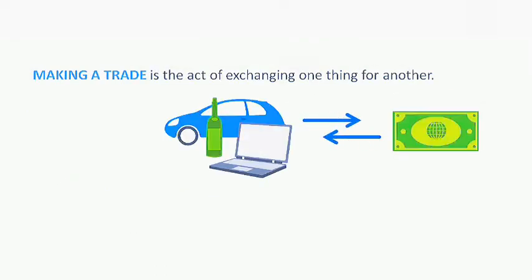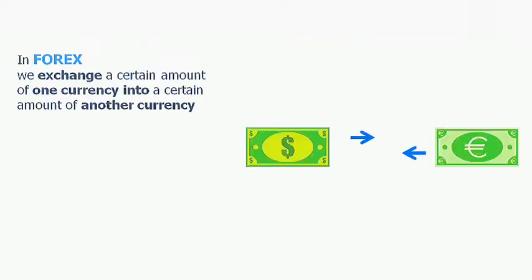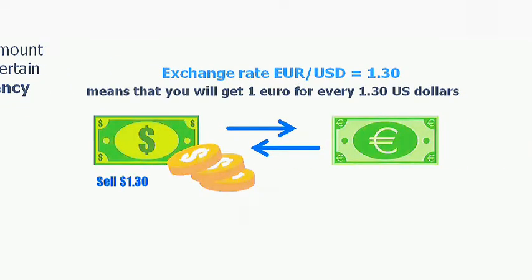Making a trade is the act of exchanging one thing for another. In the context of forex, it means that we exchange a certain amount of one currency into a certain amount of another currency, based on the current price of the currency pair. For example, if the price of the euro-US dollar currency pair is at $1.30, we can get €1 for every 1.3 US dollars.